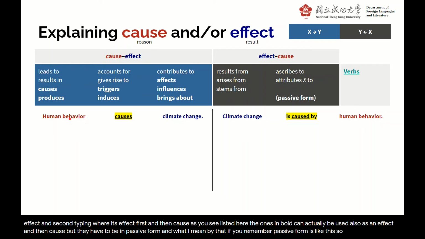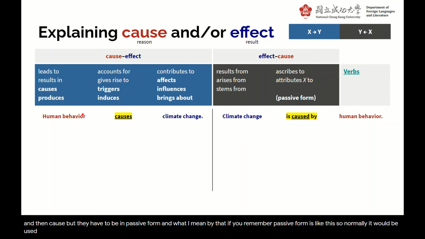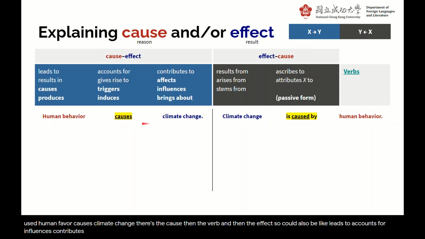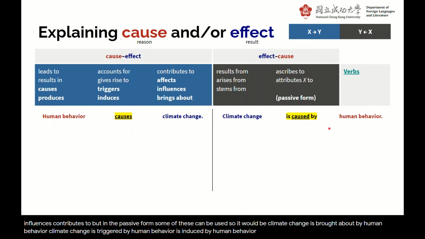So normally it would be used: human behavior causes climate change. There's the cause, then the verb, and then the effect. So it could also be like leads to, accounts for, influences, contributes to. But in the passive form, some of these can be used. So it would be: climate change is brought about by human behavior. Climate change is triggered by human behavior. Is induced by human behavior.